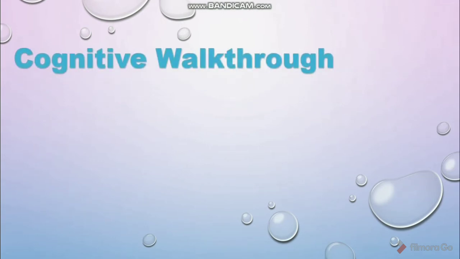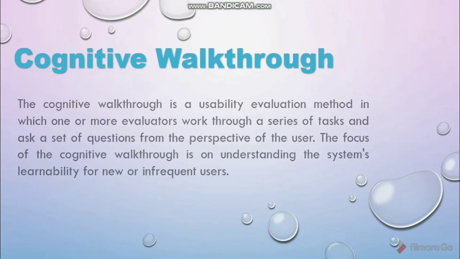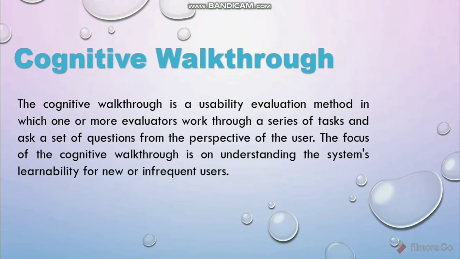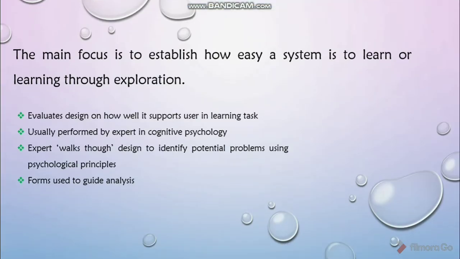Next, we go through the cognitive walkthrough. The cognitive walkthrough is a usability evaluation method in which one or more evaluators work through a series of tasks and ask a set of questions from the perspective of the user. The focus of the cognitive walkthrough is on understanding the system's learnability for new or infrequent users. The main focus is to establish how easy a system is to learn, or learning through exploration.